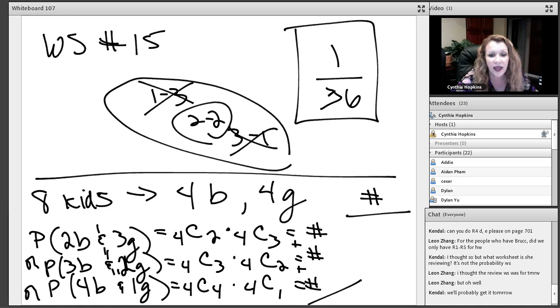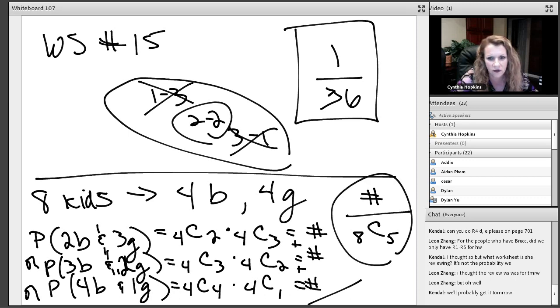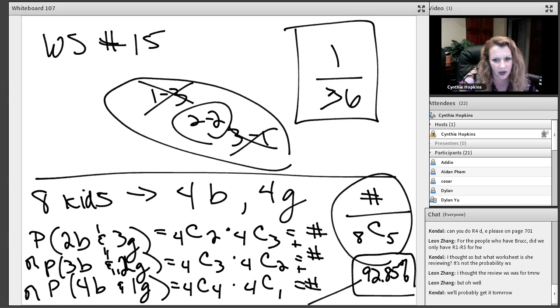Now I forget for the sample space how many are boys and how many are girls. There's just 8 kids, and I'm choosing 5. That number over that ends up being approximately 92.85%. I'm not going to take the time to put those into my calculator. Okay, let's move on. Kendall, R4, D and E.